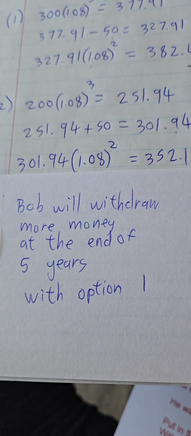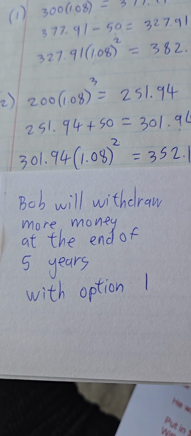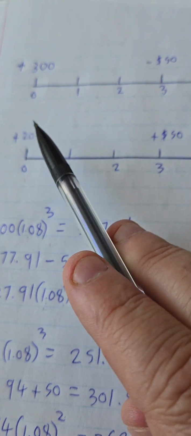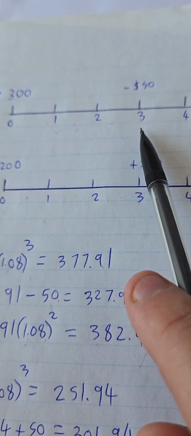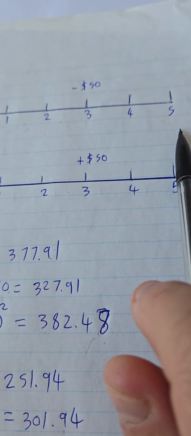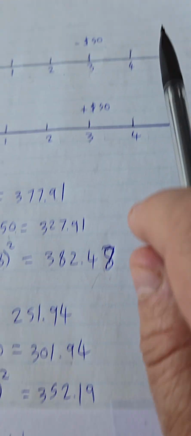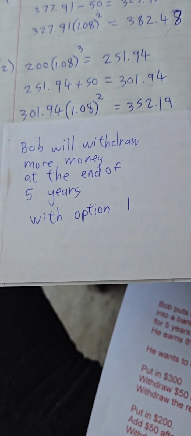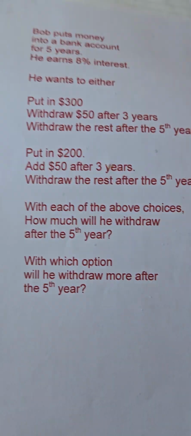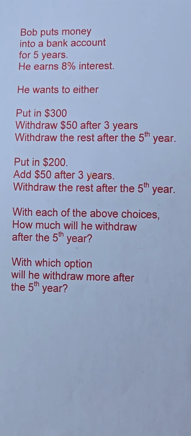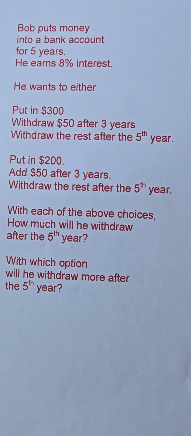So Bob will withdraw more money at the end of 5 years with option 1. So the option 1, we're adding $300. Even though he withdrew $50, he will still withdraw the more at the end of the 5th year. And this is just one step more tricky than the first lesson, because it includes that withdrawal after 3 years. And that's my answer to the question, and talk to you all soon.